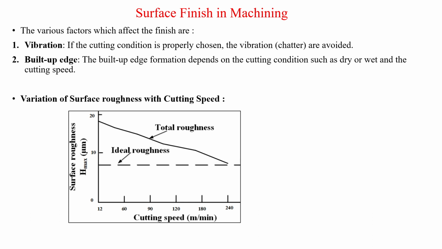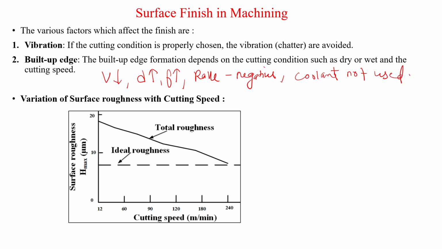For example, built-up edges occur when the speed is very low and the depth of cut is very high and the feed is very high and the rake angle is negative, right? And the coolant is not used. So these are the conditions where the build-up edges occur. So we can use high speed, low depth of cut and low feed, positive rake angle, and we can use coolant to avoid build-up edges. So these are the various ways in which vibration and build-up edge can be avoided.